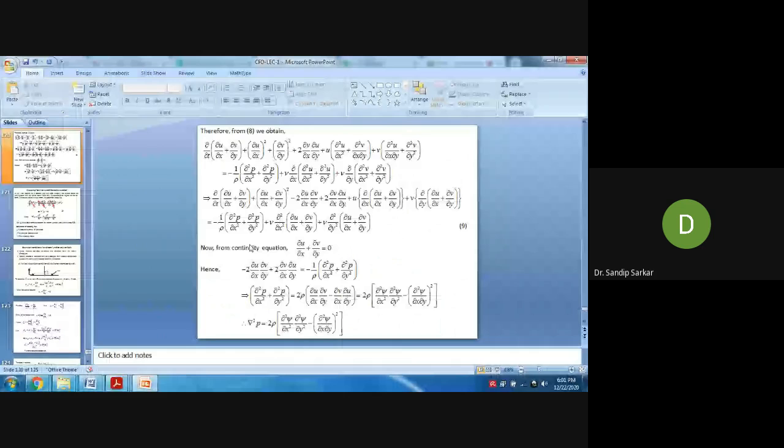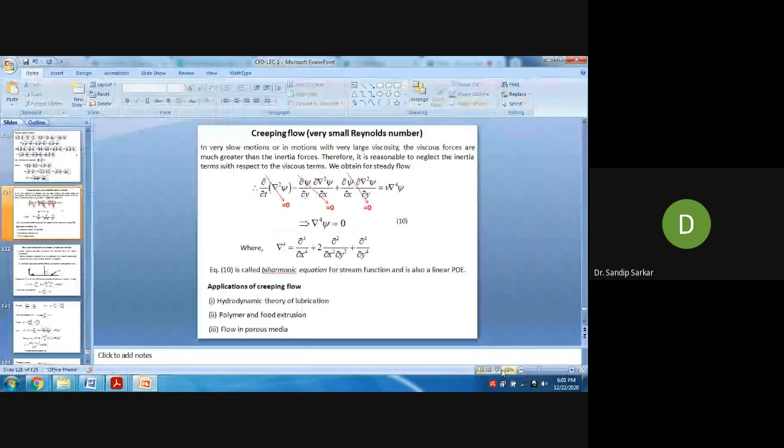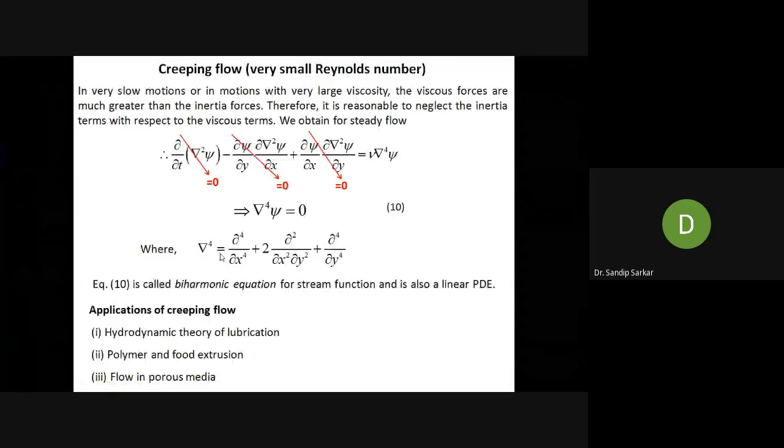And again I have made one mistake. Grad 4 psi is equal to del to the power 4 psi by del x4 plus 2 del 4 psi by del x square del y square plus del to the power 4 psi by del y4. This is the form of grad 4.